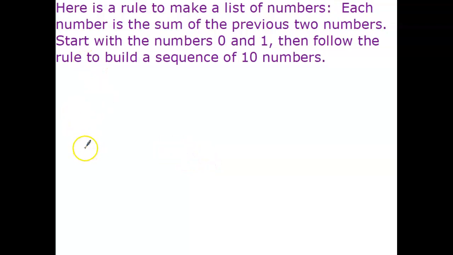So the question is, here's a rule to make a list of numbers. Each number is the sum of the previous two numbers. Start with the numbers 0 and 1, then follow the rule to build a sequence of 10 numbers.